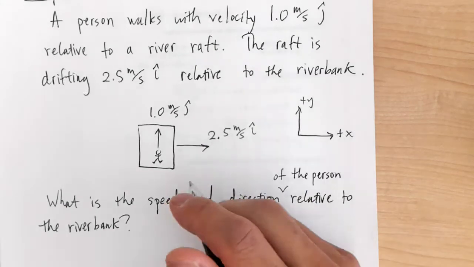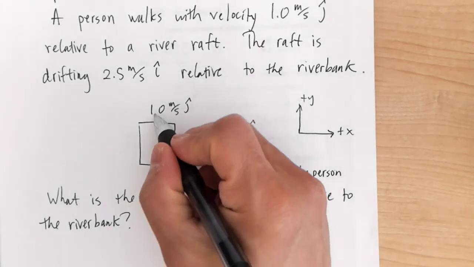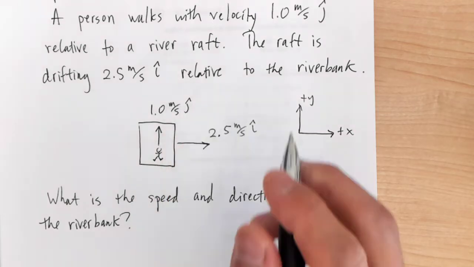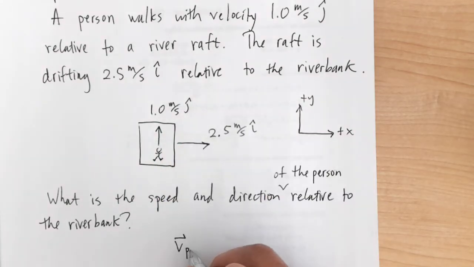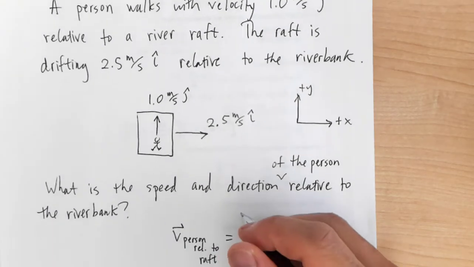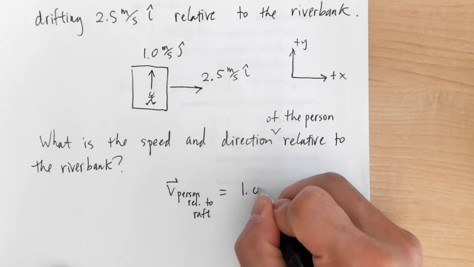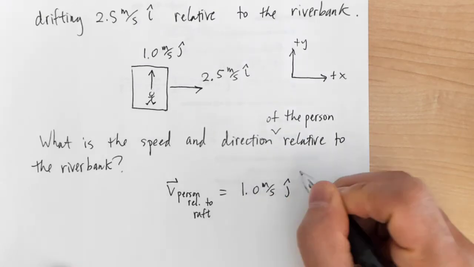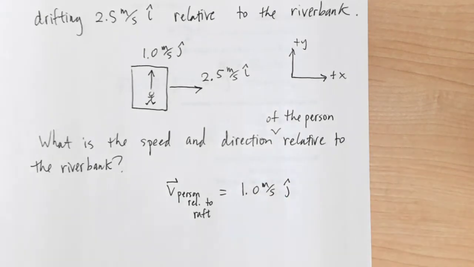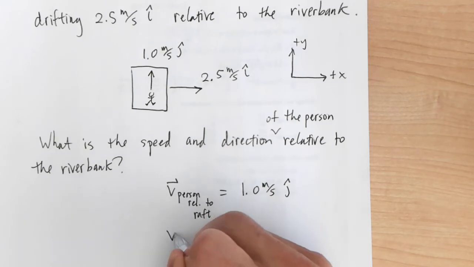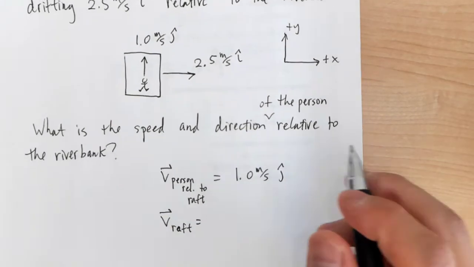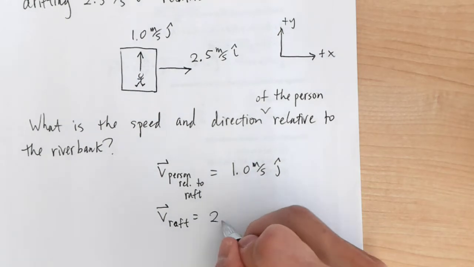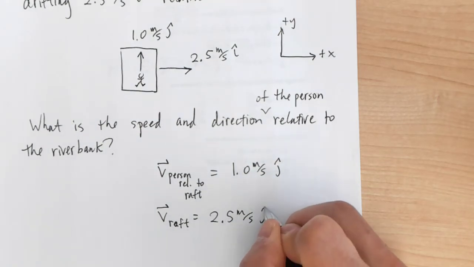Okay, so let's label things clearly. This 1.0 meters per second in the j-hat direction is the velocity of the person relative to the raft. And so that is 1.0 meters per second j-hat. Whereas the velocity of the raft is going to be 2.5 meters per second j-hat.